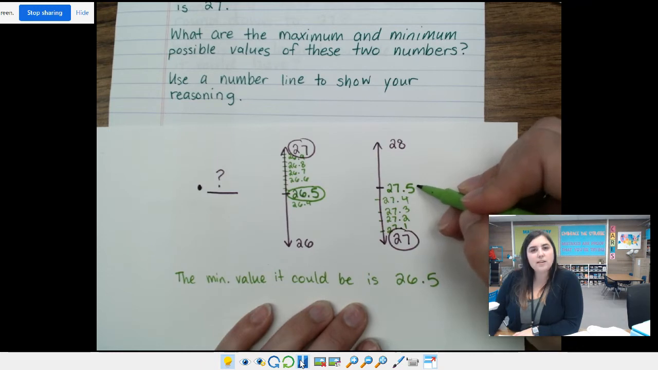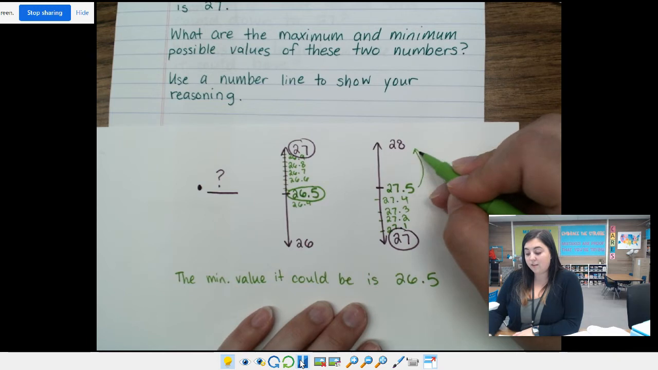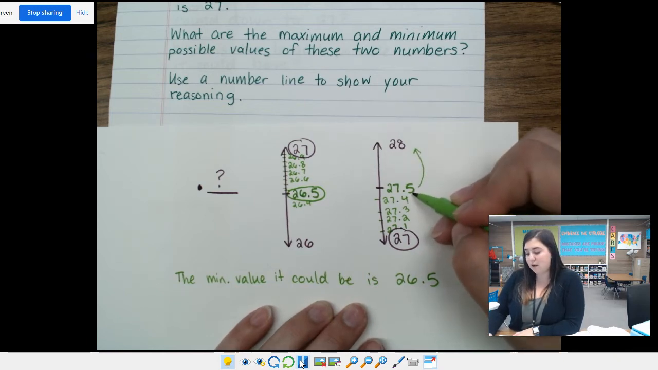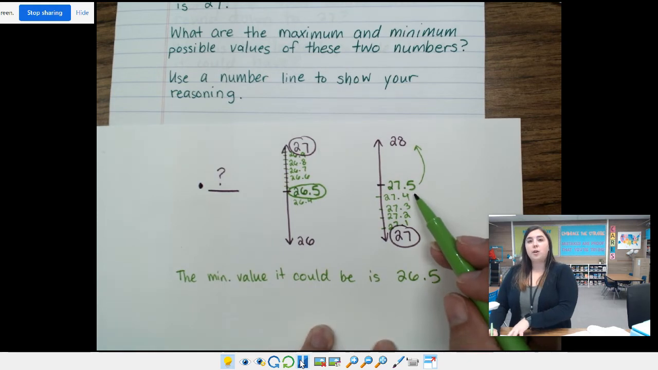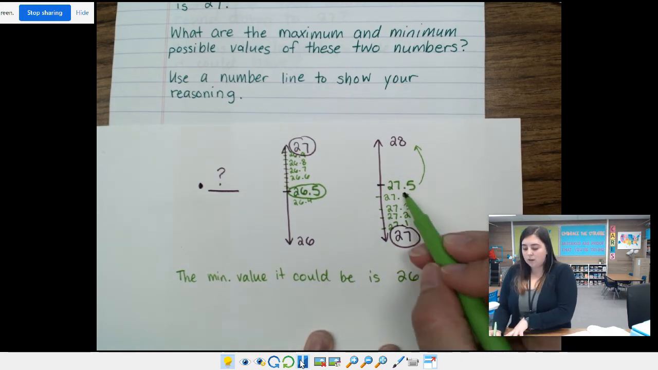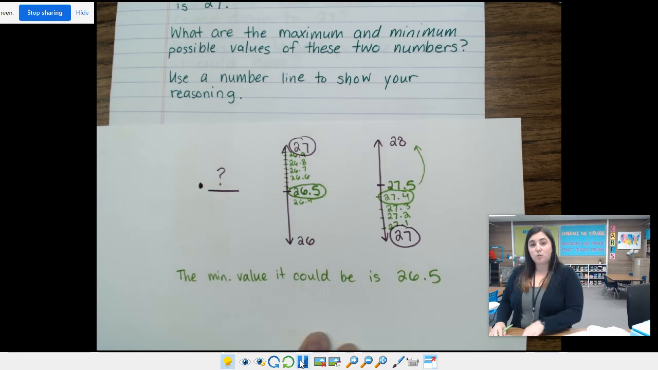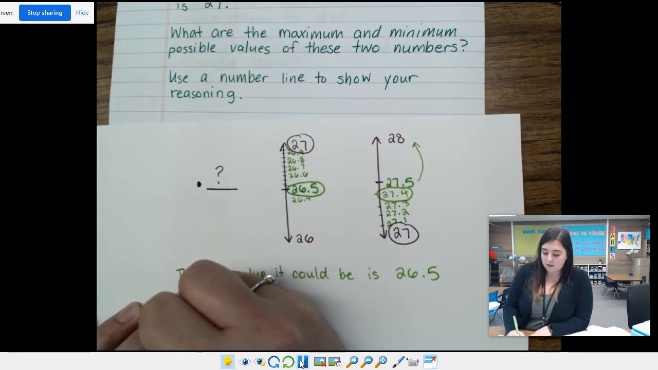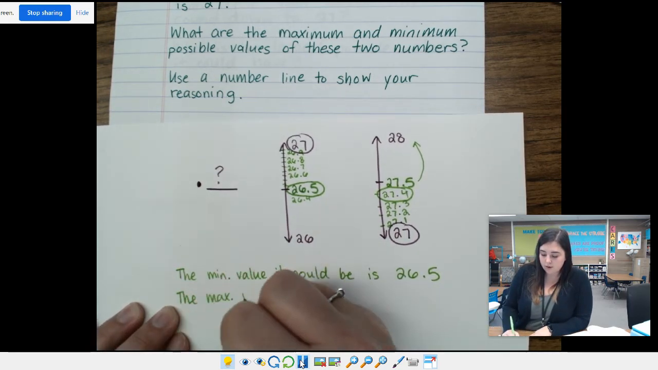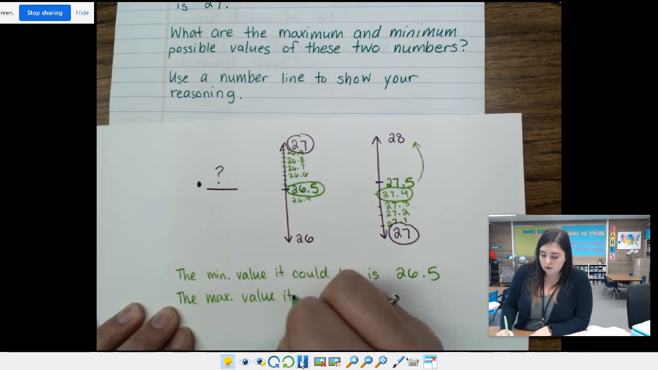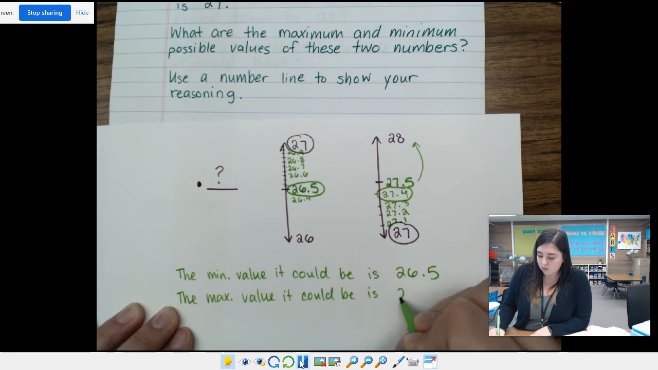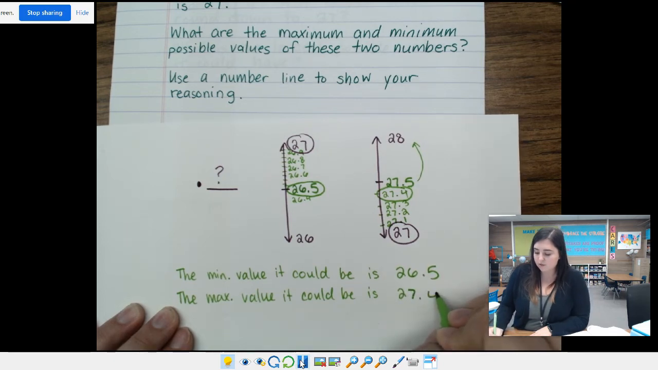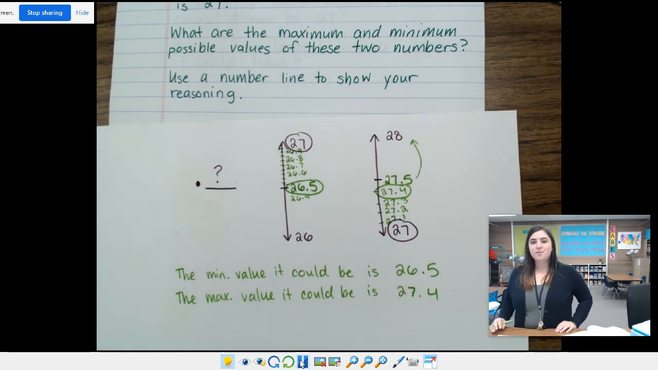Here's my 27.5. What happens then? It would round up. That's the midpoint. So it has to be smaller than the midpoint. So the largest number it could be, the maximum, would be 27.4. The max value it could be is 27.4. I love these problems.